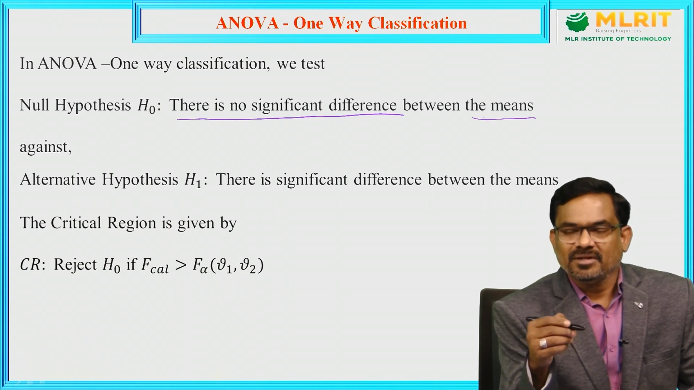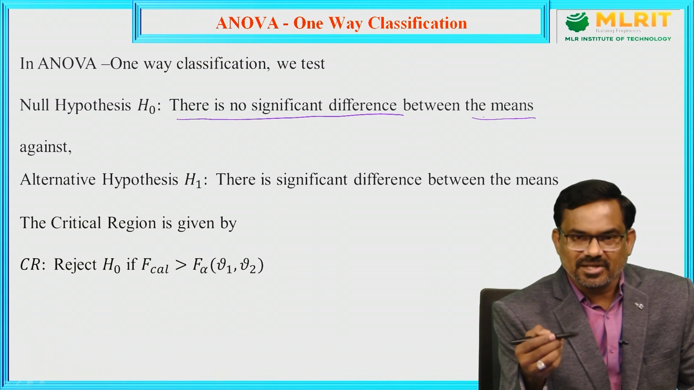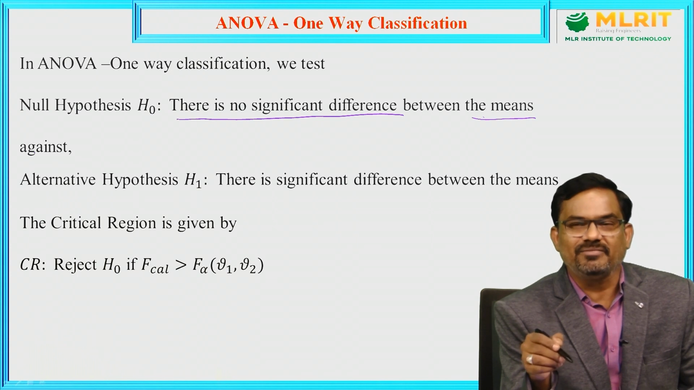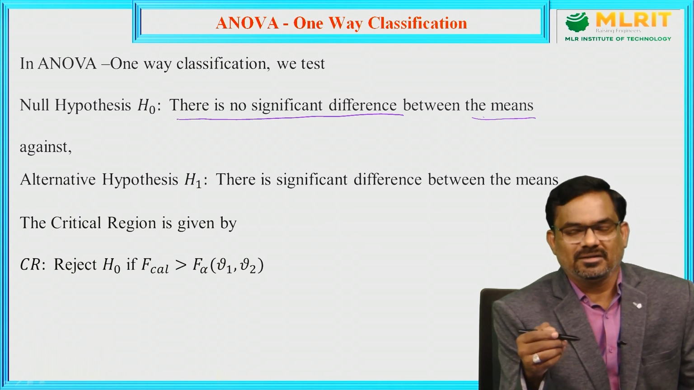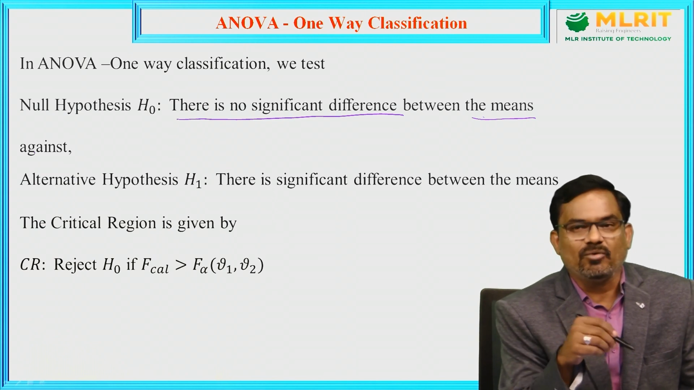So, there will be 3 or more than 3 populations, that means we consider either 3 means or more than 3. In that case, to test whether there is any difference between greater than or equal to 3 population means, we apply the ANOVA test.